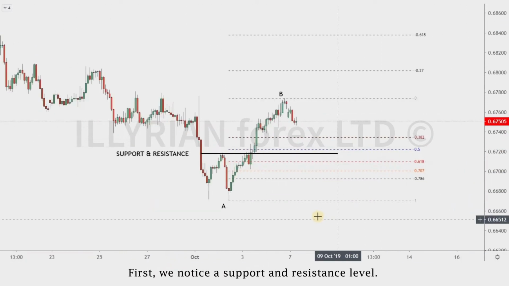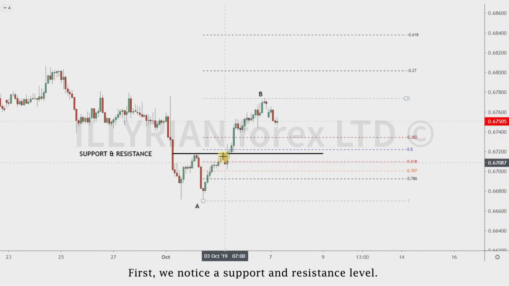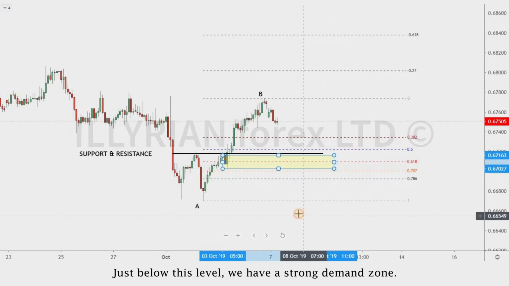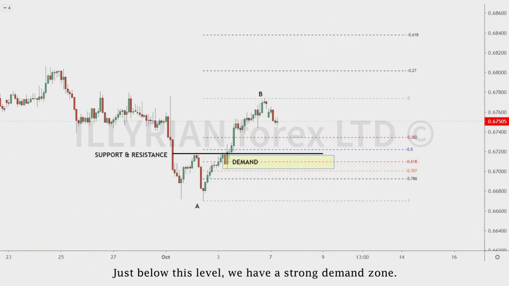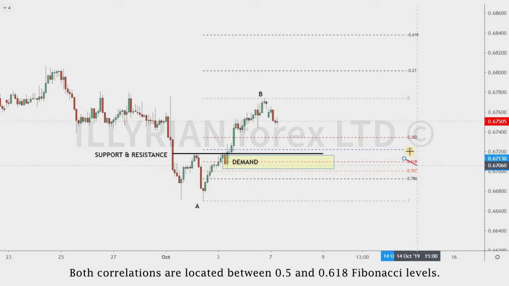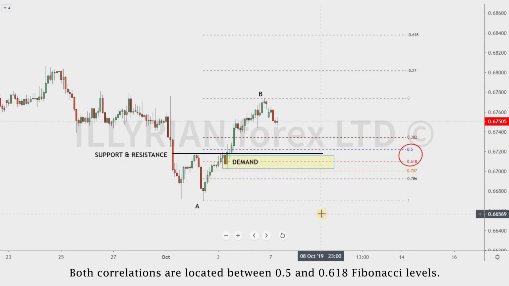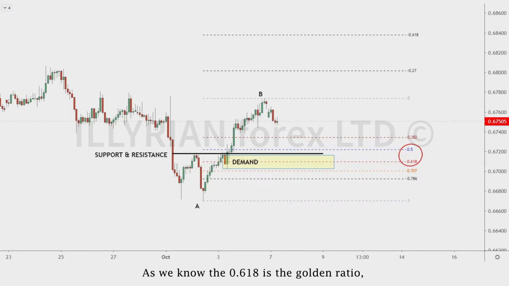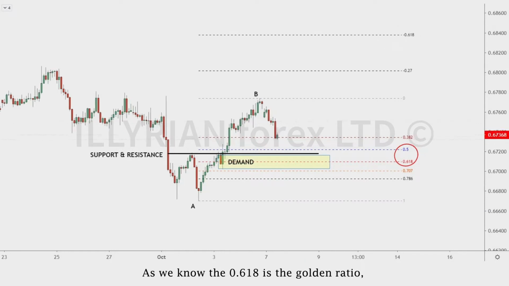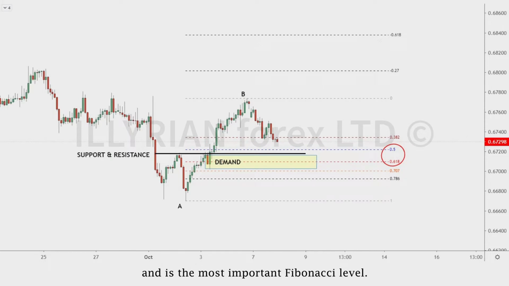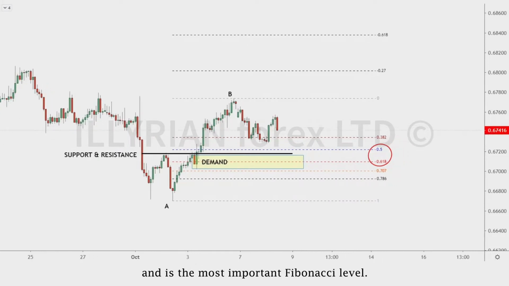First, we notice a support and resistance level. Just below this level, we have a strong demand zone. Both correlations are located between the 0.5 and 0.618 Fibonacci levels. As we know, the 0.618 is the golden ratio and is the most important Fibonacci level.